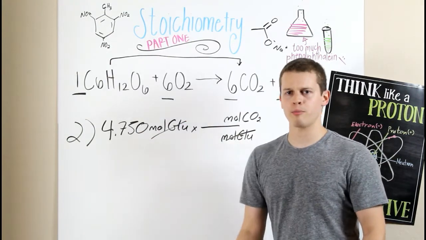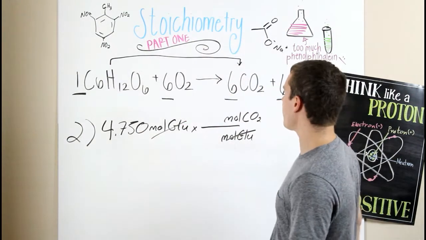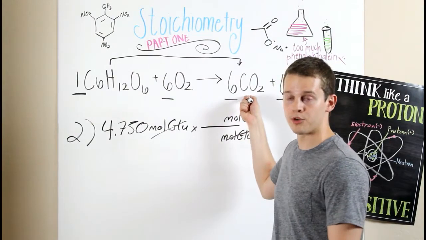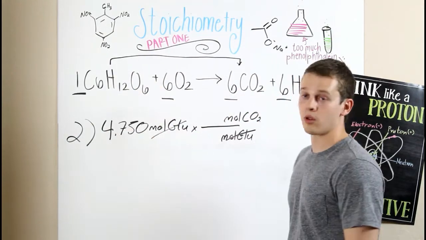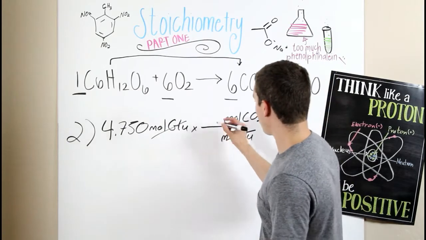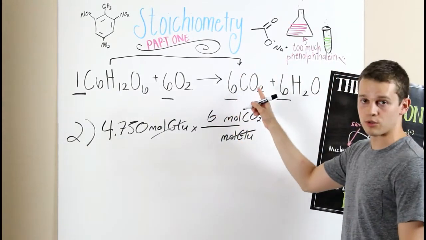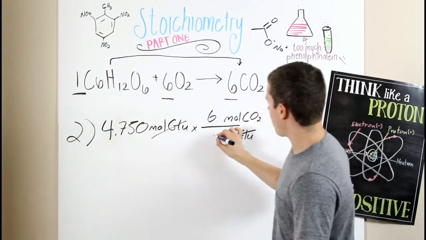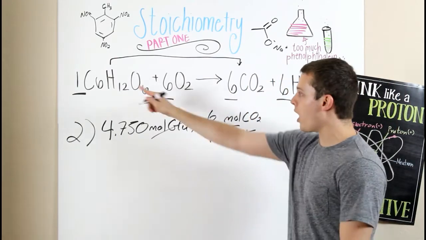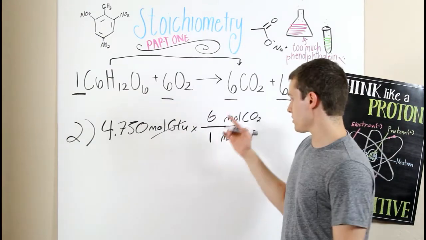Alright, now what numbers do we put in here? Well, we use our mole ratio. For every 6 moles of CO2 that we produce, we started with 1 mole of glucose. So, I'm going to put a 6 up on top because we have 6 moles of CO2, and we use 1 mole of glucose. So it's 6 over 1.